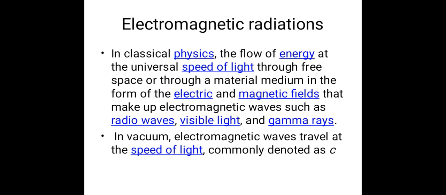Electromagnetic radiations. In classical physics, a flow of energy at the universal speed of light through free space or through a material medium in the form of the electric and magnetic fields that make up electromagnetic waves such as radio waves, visible light, and gamma rays. In vacuum, electromagnetic waves travel at the speed of light, commonly denoted as c.